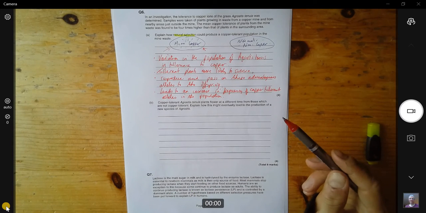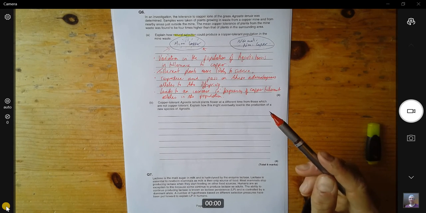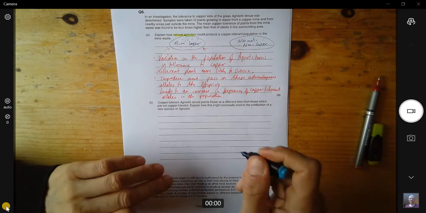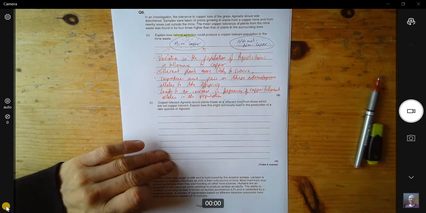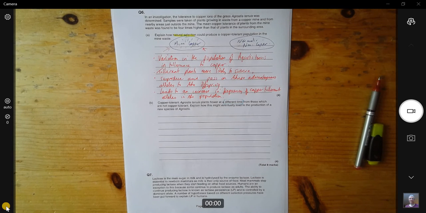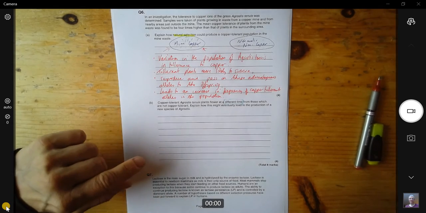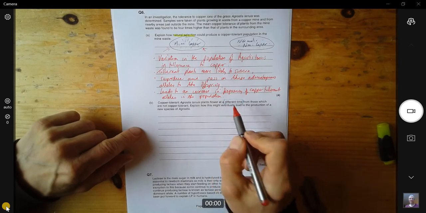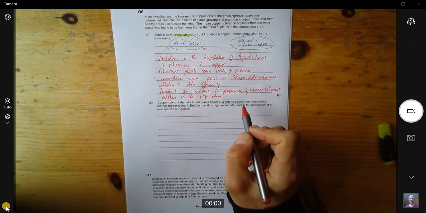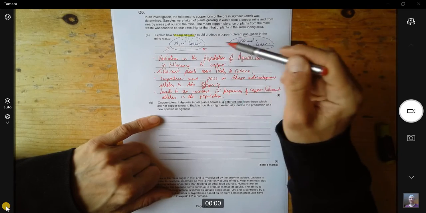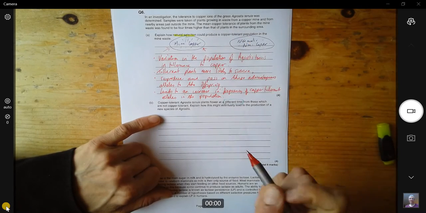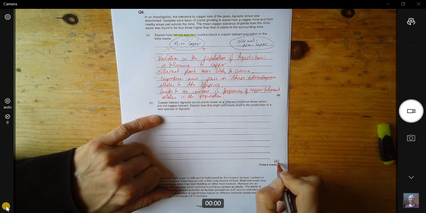Part B. The copper tolerant plants flower at a different time from those non-copper tolerant plants. Explain how this might eventually lead to the production of a new species of Agrostis. So a bit of a weird one, this question. Different time, that will hopefully make you think of sympatric speciation. But also we're building on this first example as well, so we need to cover all of those to get our 4 marks.